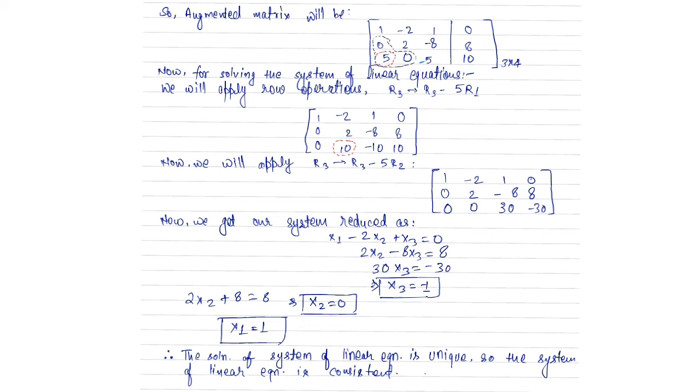From here we get x3 is minus 1. If we put x3 in the second equation, we'll get x2, that is 0, and if we put x2 and x3 in the first equation, we'll get x1. So the solution of the system of linear equations is unique here, and if the solution of a system of linear equations is unique, then the system is consistent.